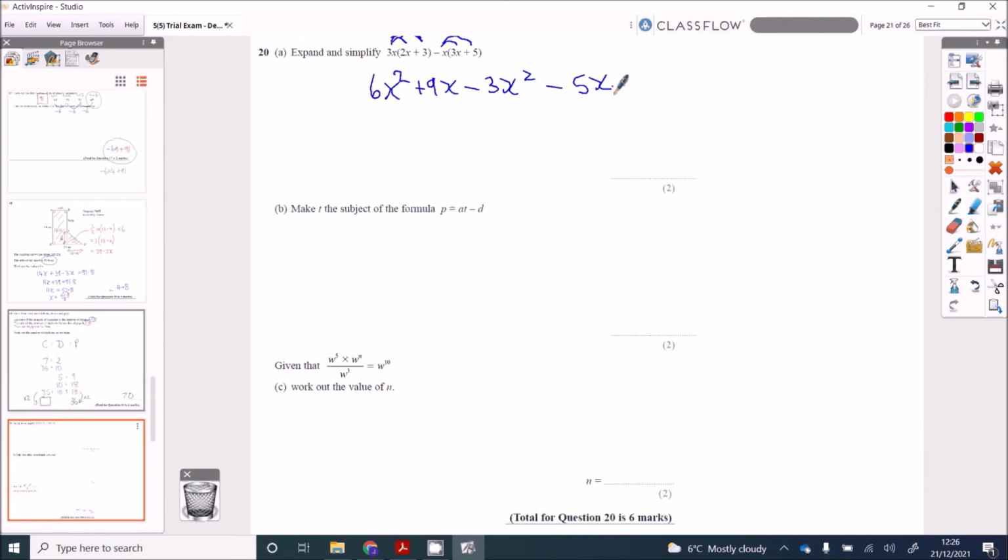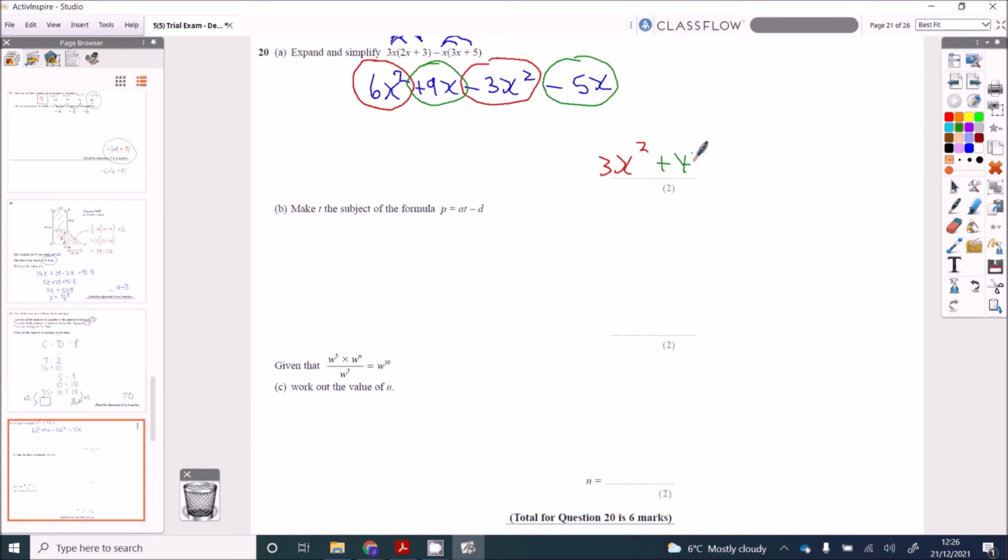We now have to simplify. We have to gather the like terms. So gathering up the x squareds, we've got 6x squared, take away 3x squared. Make sure you minus the 3x squared to give you 3x squared altogether. 6 take away 3 is 3. And then gathering up the normal x's, we've got 9x take away 5x, which is plus 4x. Okay, just be careful. Don't make it a minus. 9 take away 5 is 4.